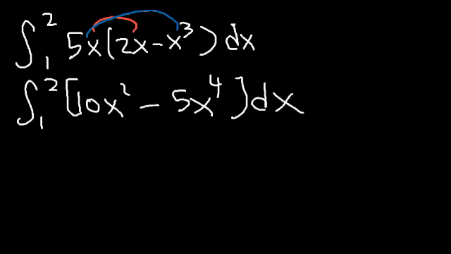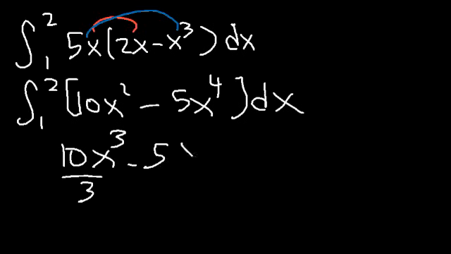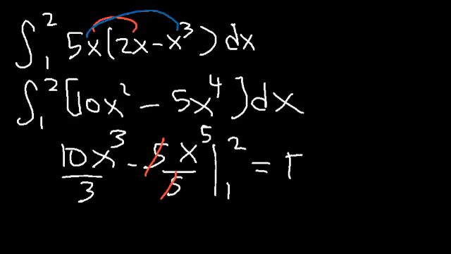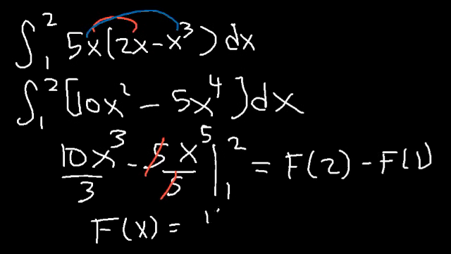So now let's find the antiderivative. The antiderivative of 10x squared is 10x cubed divided by 3, and for x to the 4th, it's going to be x to the 5th divided by 5, evaluated from 1 to 2. And this is equal to f of 2 minus f of 1. Now f of x, if we simplify, it's going to be 10 over 3 x cubed minus x to the 5th power.